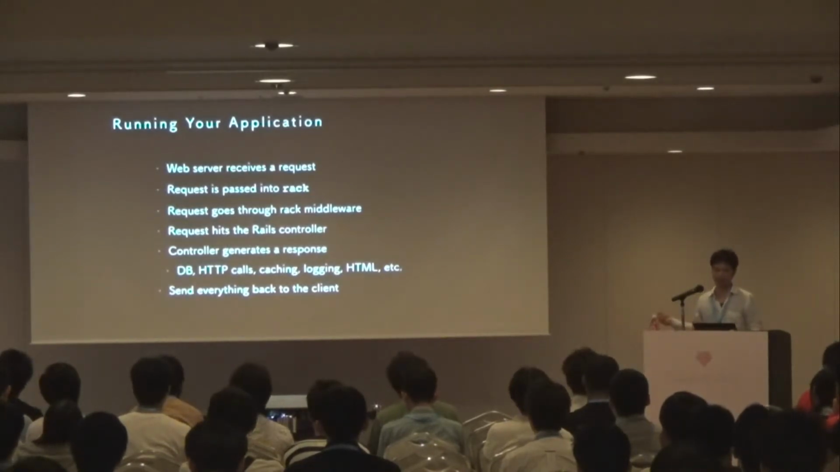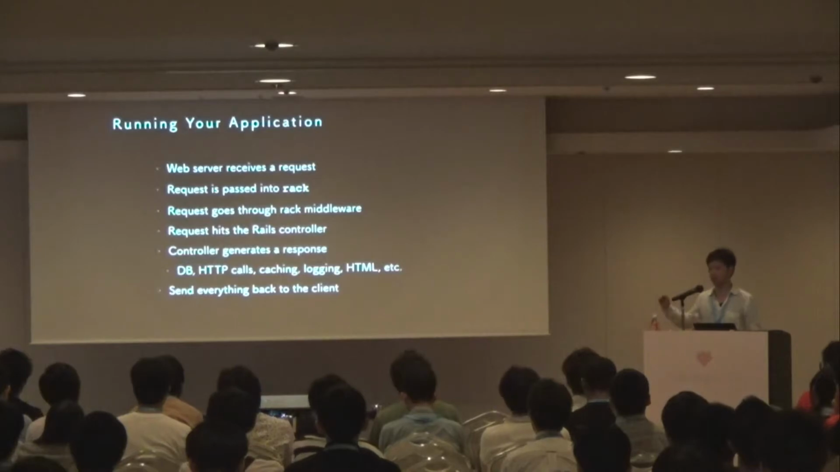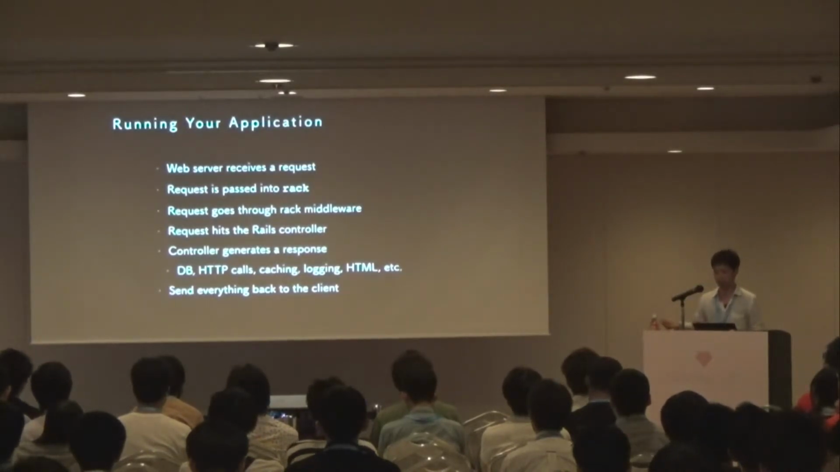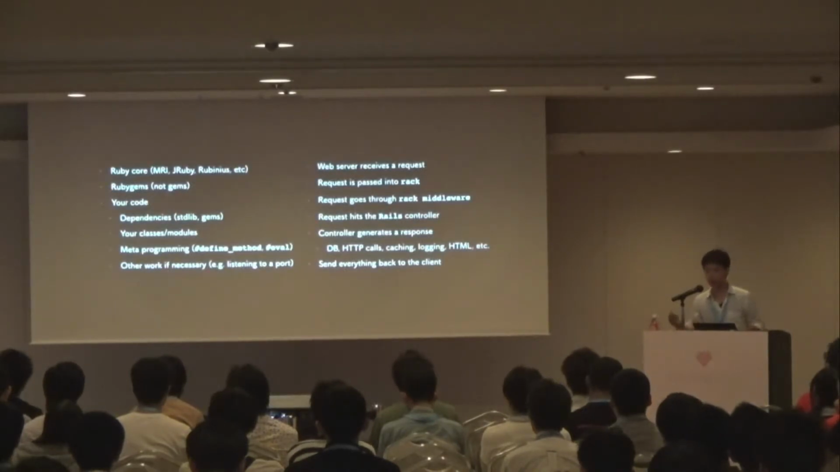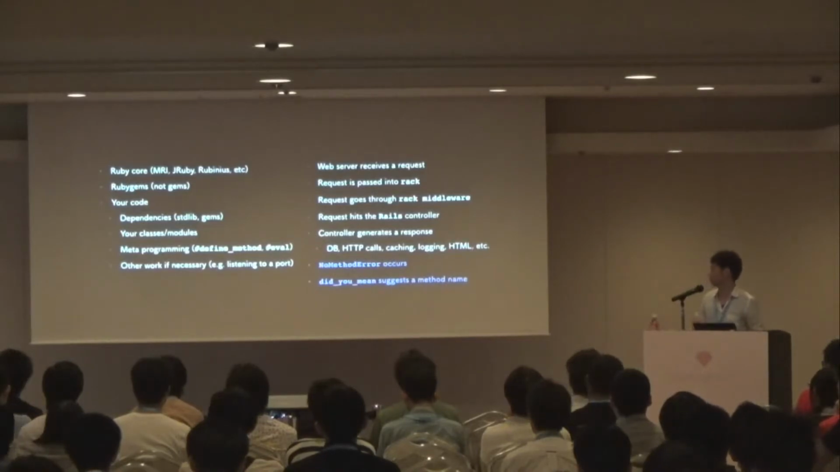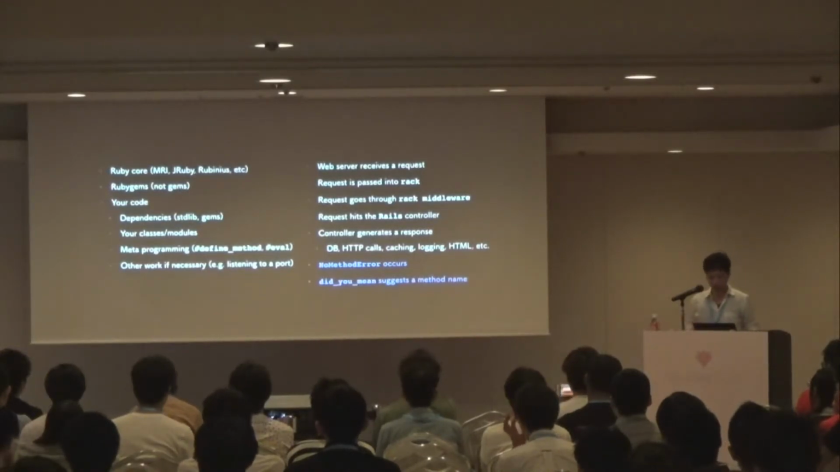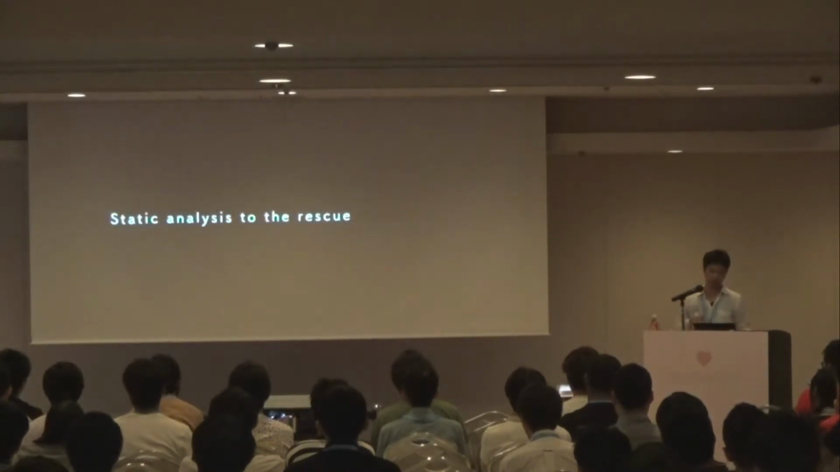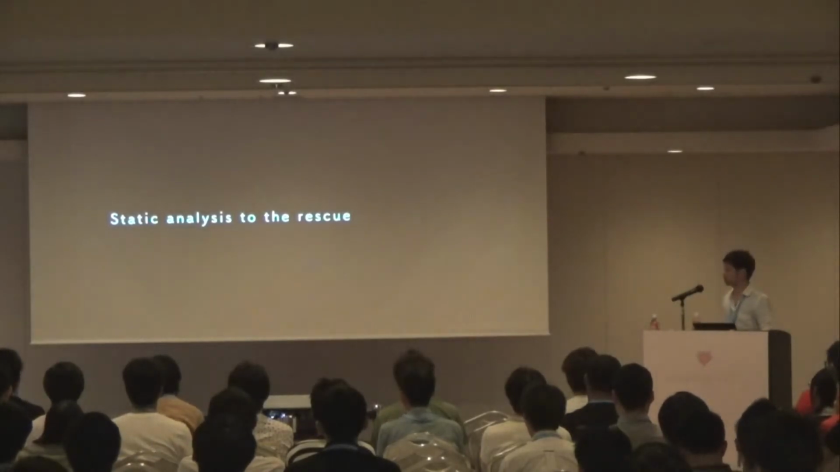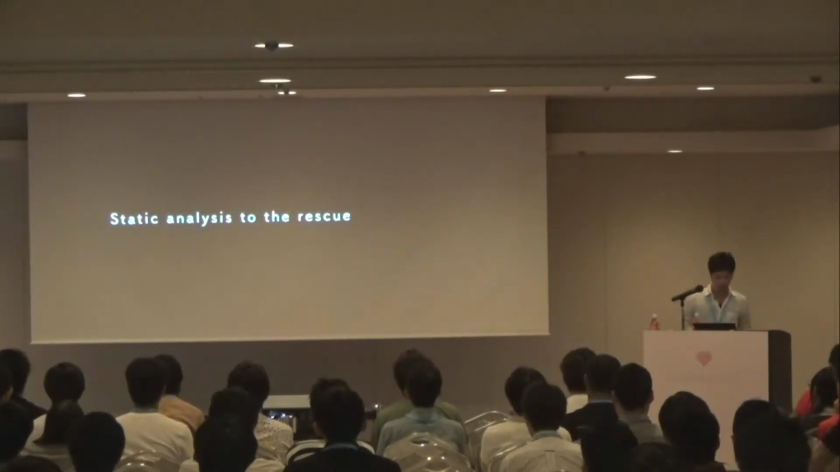And at last it's going to send everything back to the client so it can render something. So a lot of things happen. And then at some point, something goes wrong, like a NoMethodError, and then finally DidYouMean looks up the correct method name. So this is a lot. What can we do with it? We can use static analysis to the rescue.